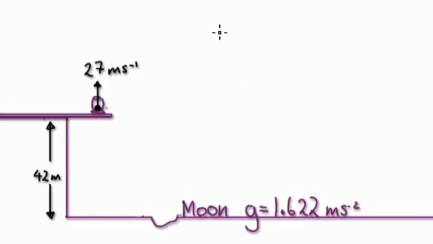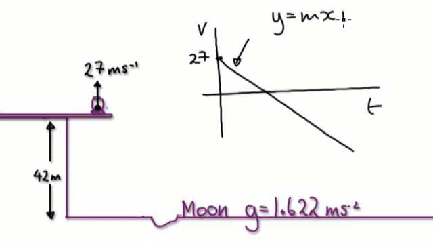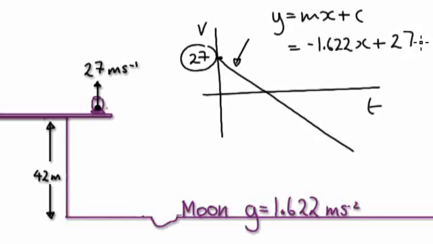Okay, so jump to your velocity time graph. It will look something like this. This is your initial velocity, 27. The next thing to do is find out the equation for this line. It's a straight line. In maths, anytime you have a straight line, it will be y equals mx plus c. Now, in this case, m is negative 1.622. The c is the intercept, and the intercept in this case is 27.